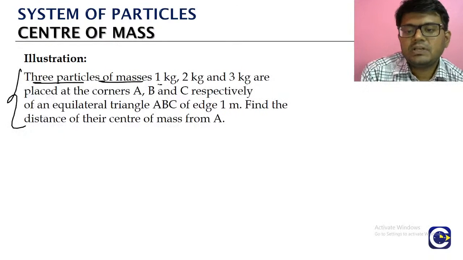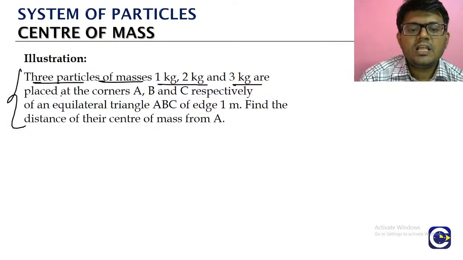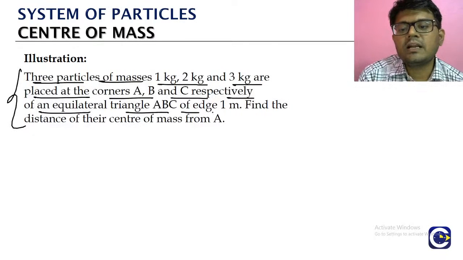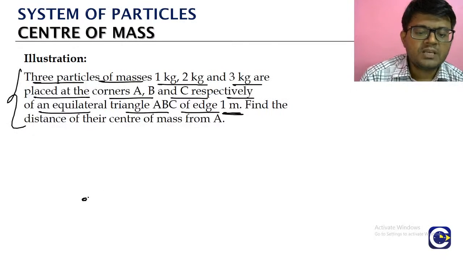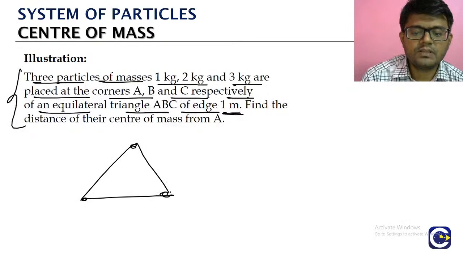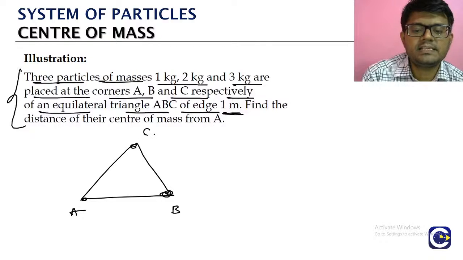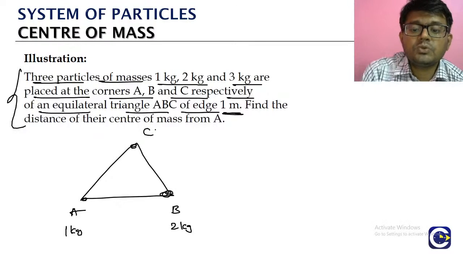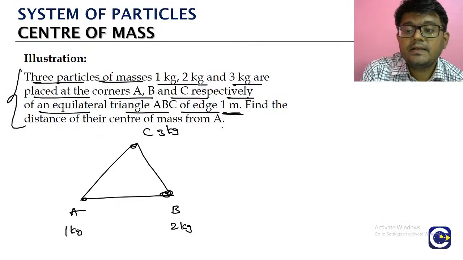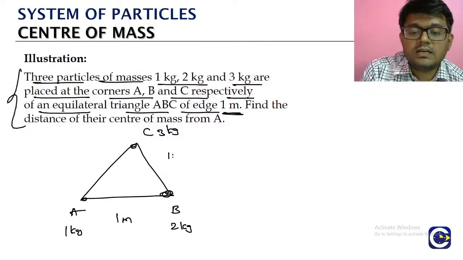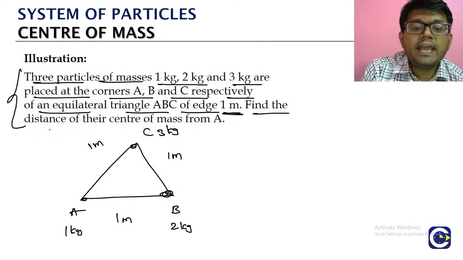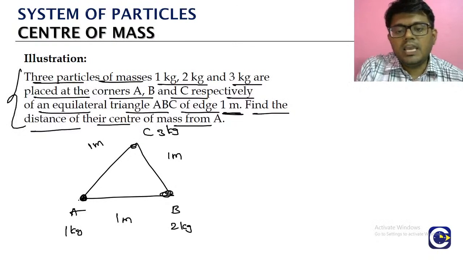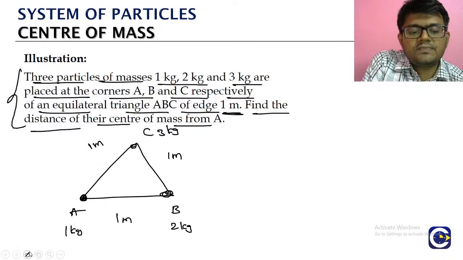Three particles of masses 1, 2, 3 are placed at the corners A, B, C respectively of an equilateral triangle. Edge length is 1 meter. Means we have the three corners. A is here, B is here, C is here. What are the masses we are keeping there? 1 kg, 2 kg and then 3 kg. Edge length of this equilateral triangle is 1 meter. Find the distance of their center of mass from A. So from A we have to find the distance of the center of mass.